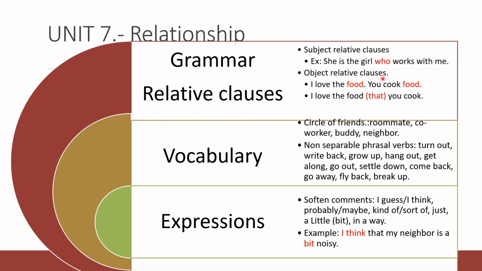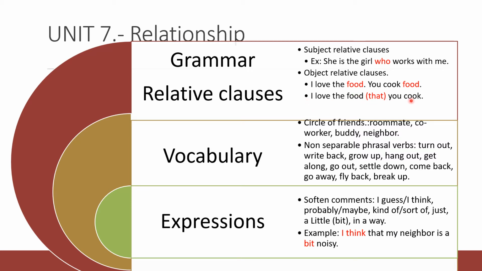In object relative clauses, we are using the relative clauses to put information together and avoid repetition. So in this case, I have two sentences. I love the food, you cook food. We're going to put them together. And we're going to have a sentence like this. I love the food that you cook. Remember that that is optional. If you want, you can put it or not. I love the food you cook.